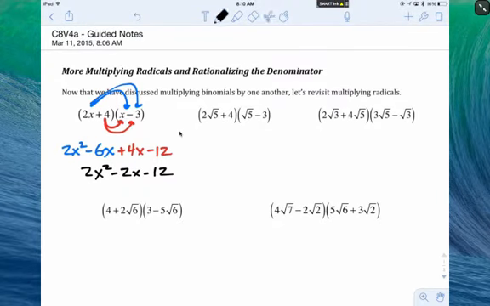We're going to take that first term, or that first number. We talked about terms and numbers being almost interchangeable in our definitions. So I'm going to take this first number, 2 times the square root of 5, and multiply that by the square root of 5 and negative 3. And then we're going to take that second number, 4, and multiply it by the square root of 5 and by negative 3, and whatever we get, we're going to sum them all up. So here we go.